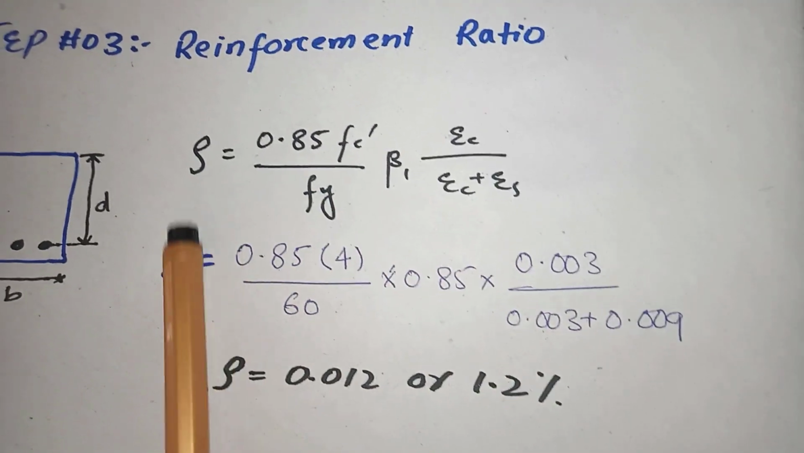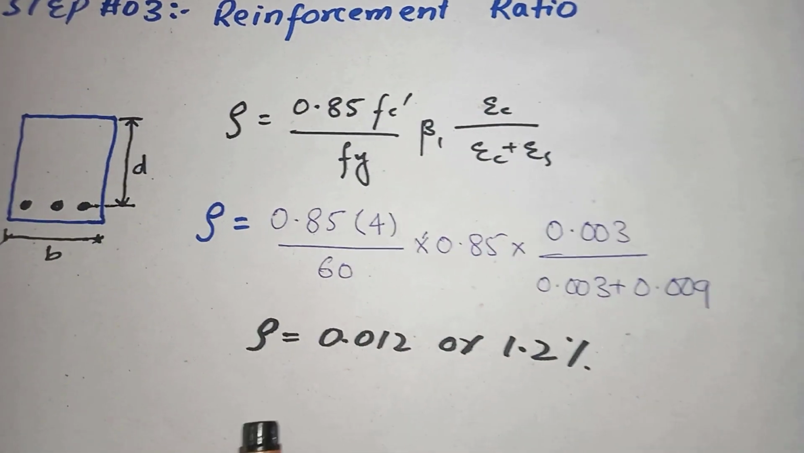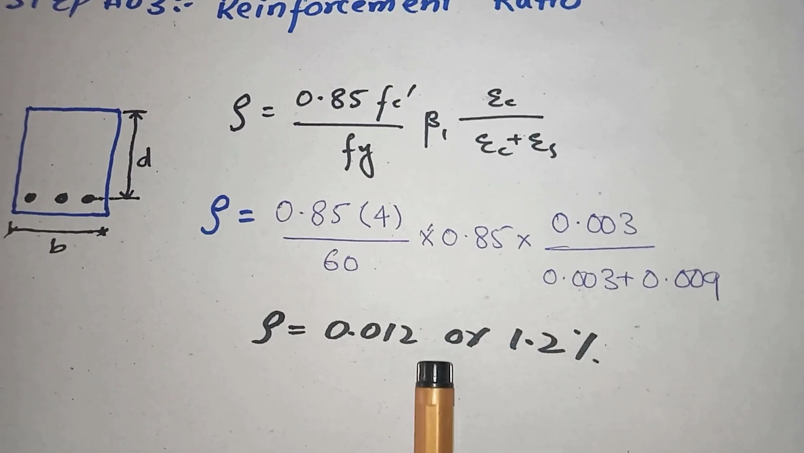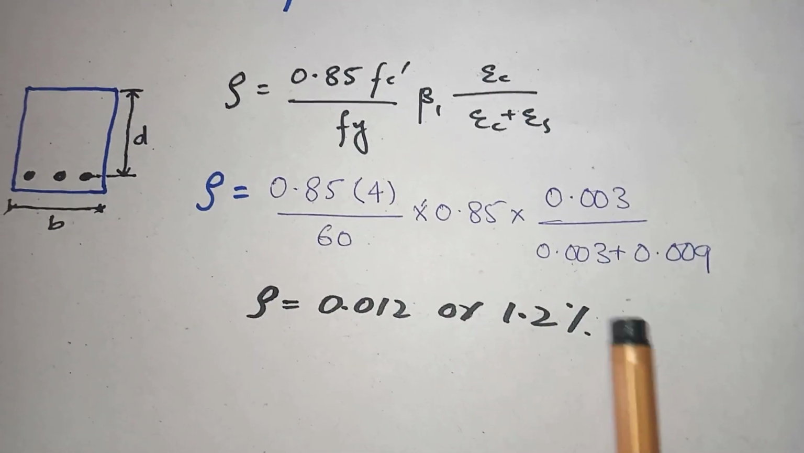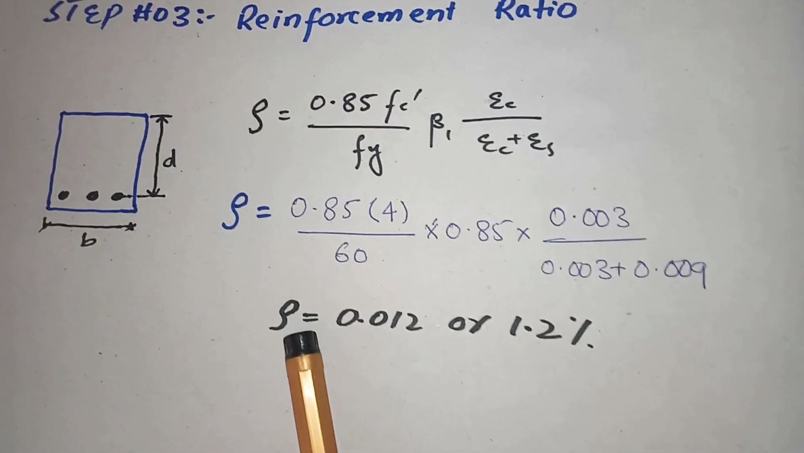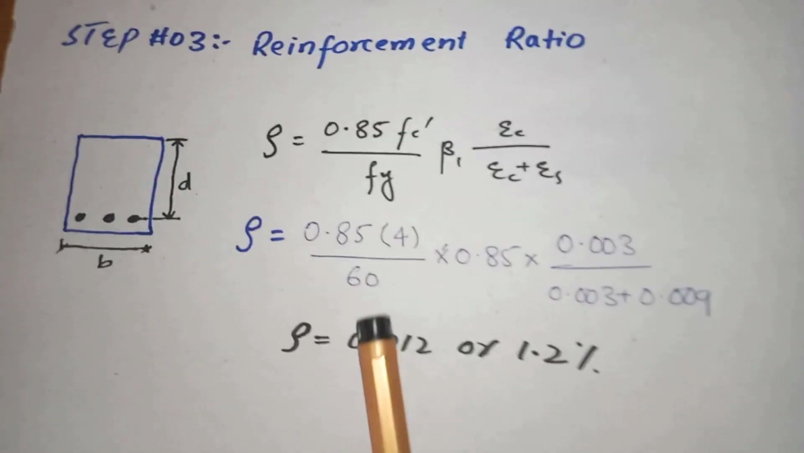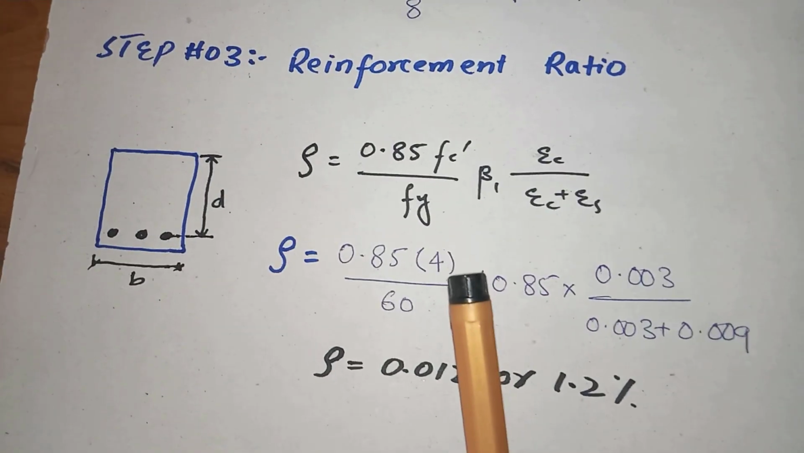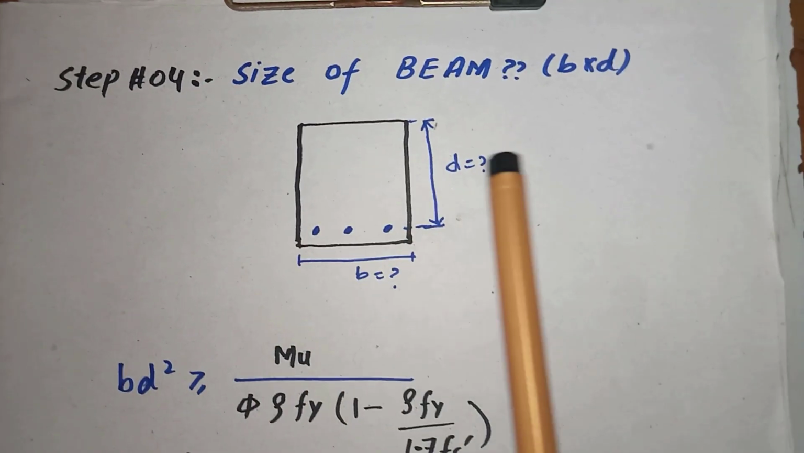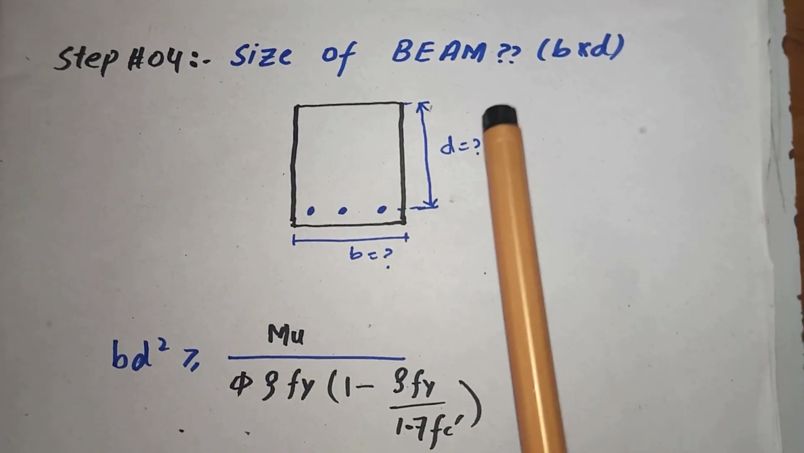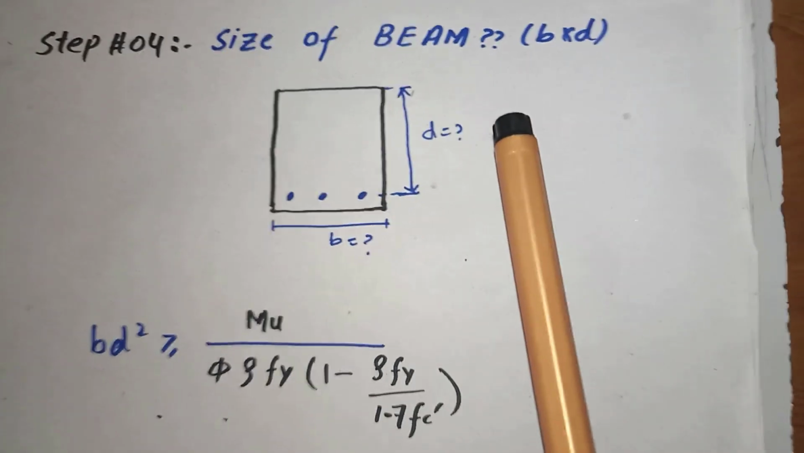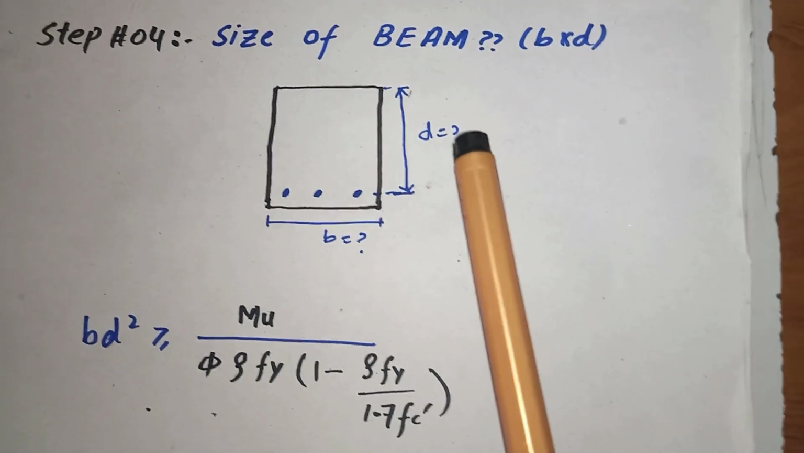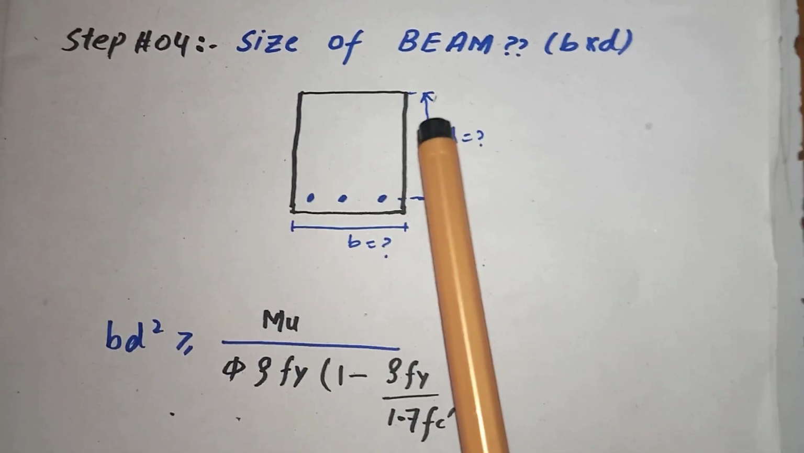If we calculate this by calculator, we get the answer 0.012, or 1.2%. This is the steel ratio, or reinforcement ratio, which we have to use for the calculation of reinforcement. By now we have completed our 3 steps, and we have calculated our steel ratio, or reinforcement ratio.